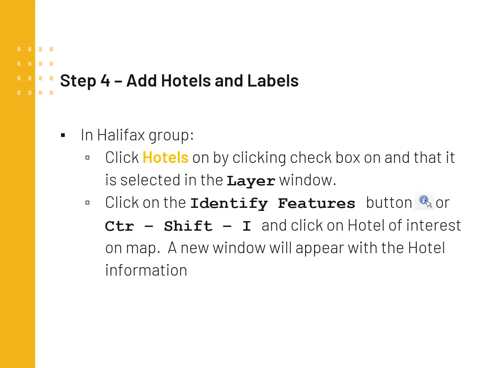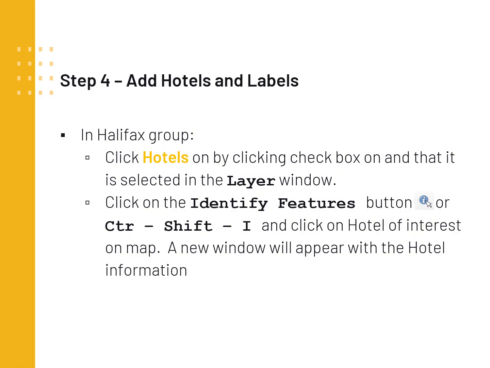So now that we've learned a little bit about moving around our screen, we're going to get back to our problem at hand. Remember, the problem we're looking at is, first off, we want to find a hotel that's ideally a Delta hotel that is close to the waterfront. In order to do that, we need to turn our hotel layer on. So to do this, you're going to go to your layer window on the left-hand side, and you're going to check the hotel layer on, which happens to be in the Halifax group.